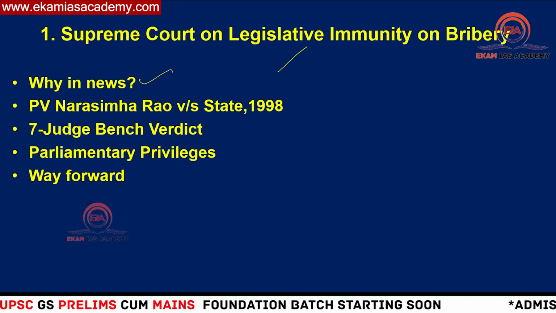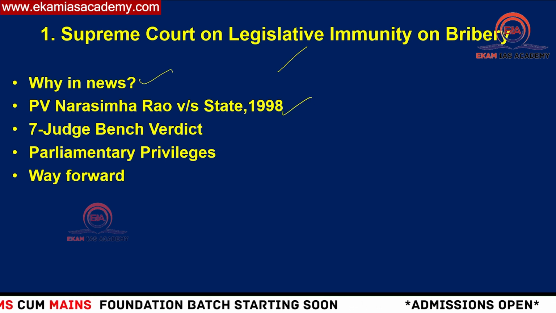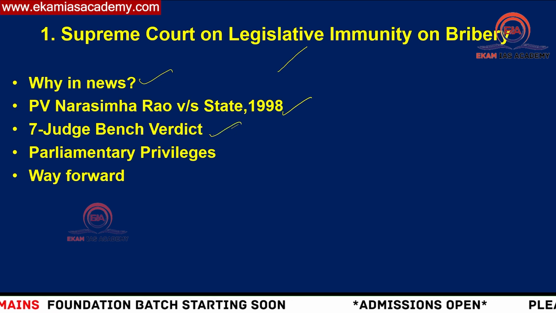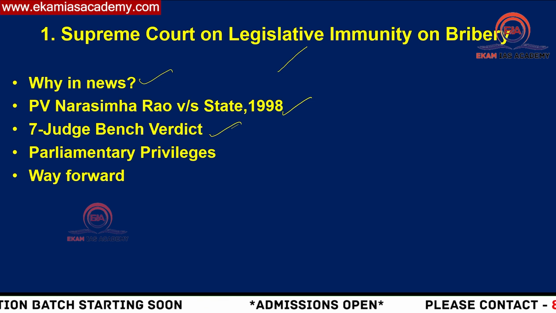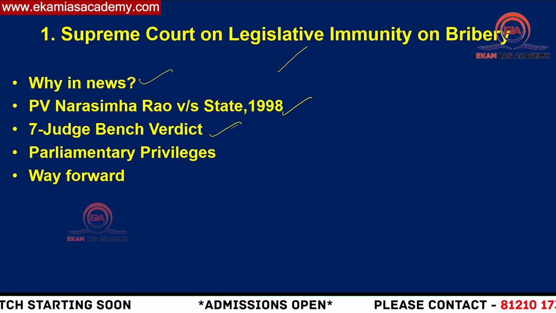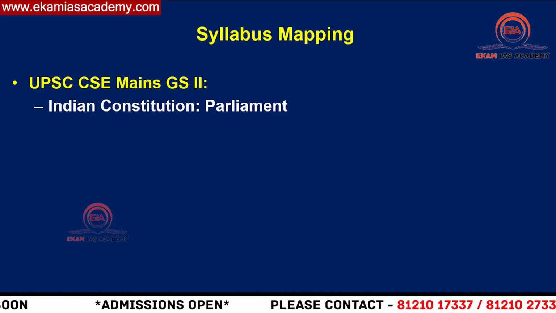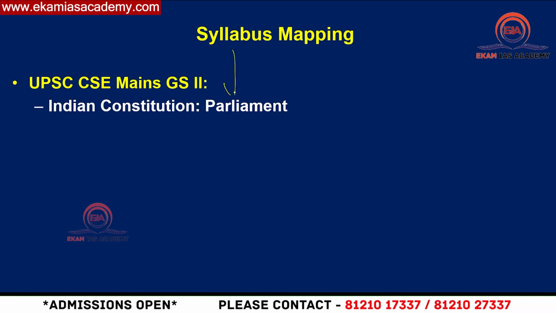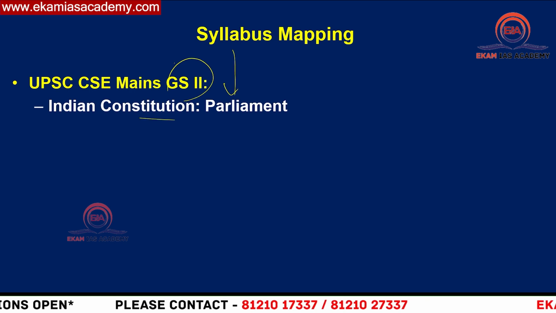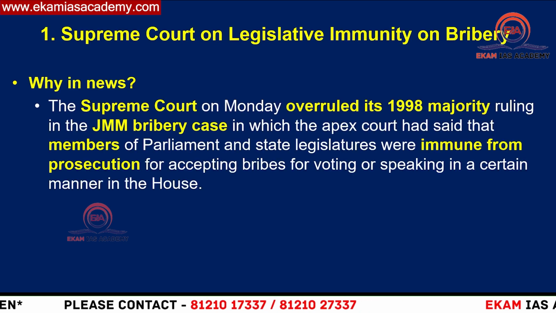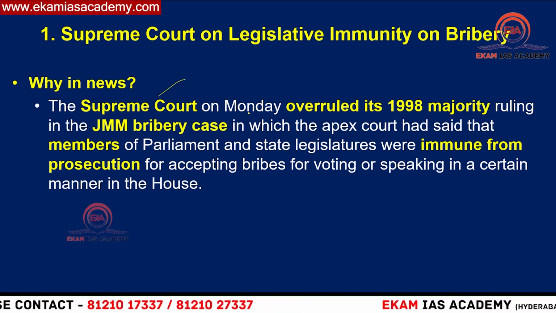Why it is in news: we have seen the PV Narasimha Rao versus State 1998 case and the 7-judge bench verdict, which we will understand further. What did the Supreme Court say in its verdict mainly, what are the things it has mentioned, and what is the concept of parliamentary privilege and the way forward. This syllabus falls under GS paper 2 in mains, that is Indian Constitution and Parliament, especially polity.